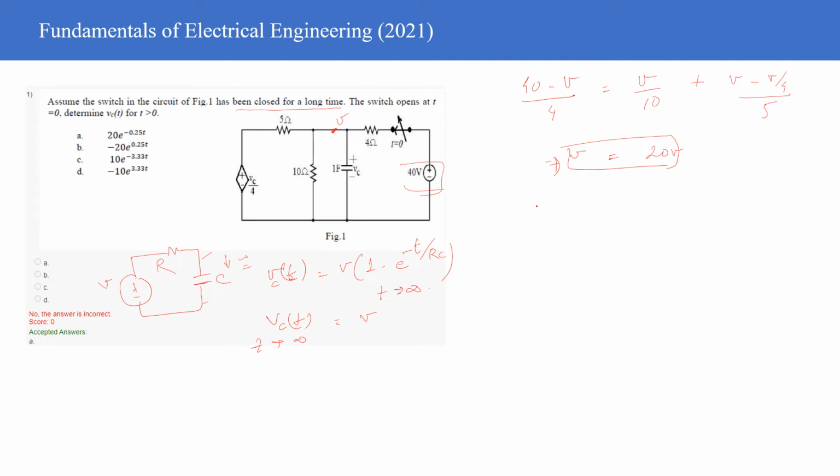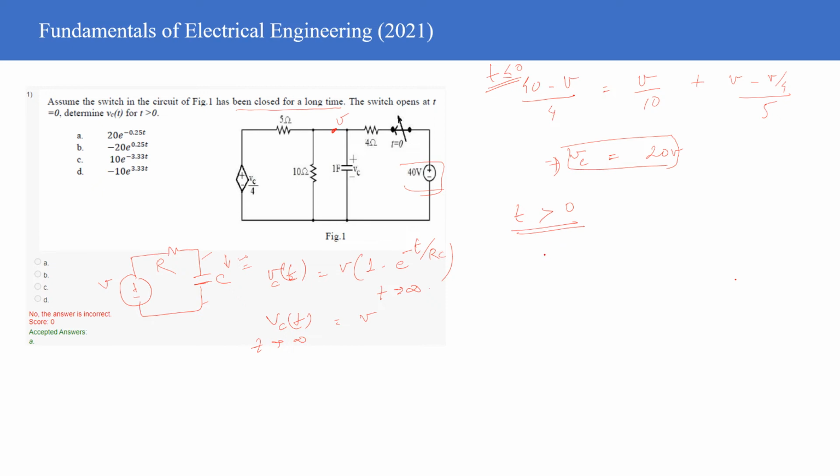So the circuit in the second half is for time t greater than 0, right? So for time t less than 0, the voltage of the capacitor was 20 volts. After time t is greater than or equal to 0, what will be the state? So you can again write the KCL equation at this particular node, right? And then figure things out from there, right?